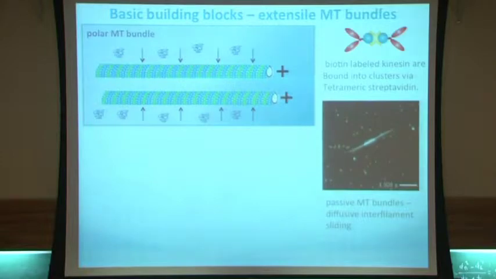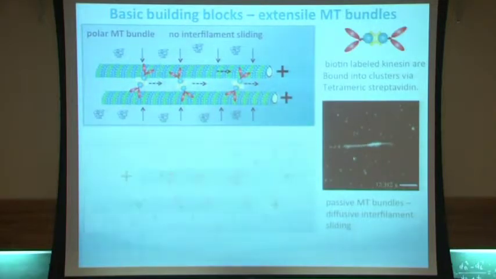If you take this cluster and you add it to microtubules, this is what's going to happen, right? This motor is going to walk along the microtubule towards the plus end, and this motor walks along this microtubule towards the plus end, right? And so the motors simply walk along, and they fall off. So nothing interesting happens yet.